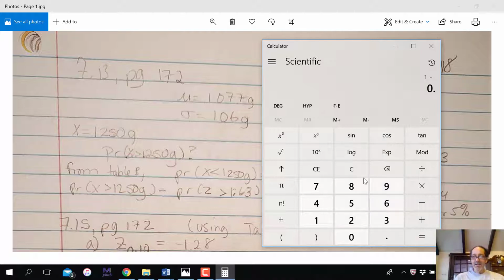Hold on, let me clear. 1 minus 0.9222, and we get, oh look, it's the same value that we got before. That's because it's symmetrical. So use your knowledge of this figure. You don't even need to do these calculations. You can just know it's symmetrical. All right, let's go to below 1.25.